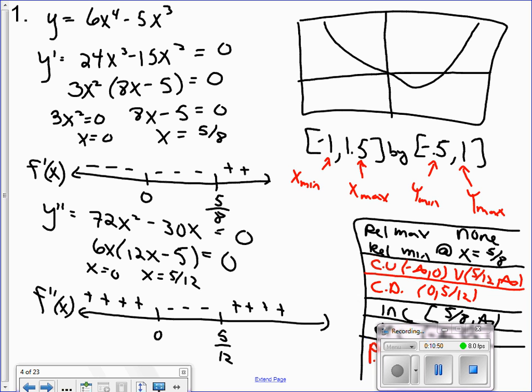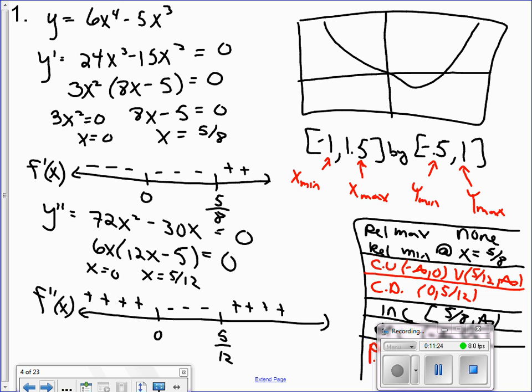I would pop it into the calculator, believe it or not, and get a graph. As far as the window goes, you're going to be given the window right underneath, just like on the review sheet. Just understand that your x min is -1, your x max is 1.5, your y min is -0.5, and your y max is 1. So you go to your y equals screen, put in the function, 6x to the fourth minus 5x cubed, set the window, and graph what you see.